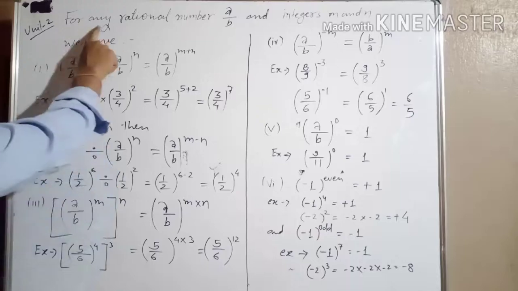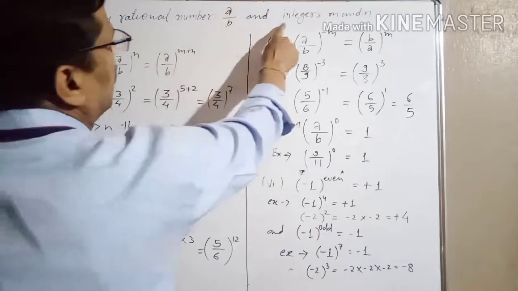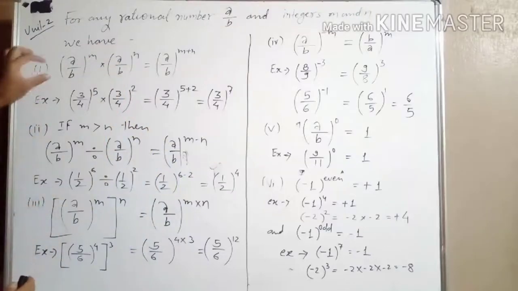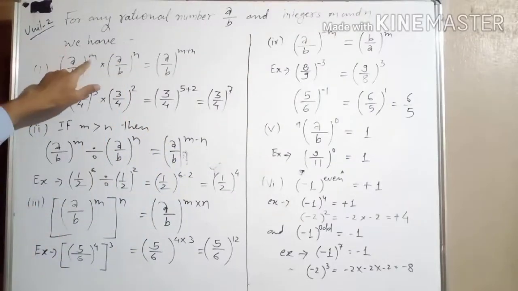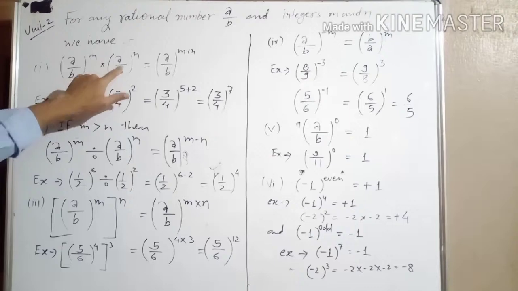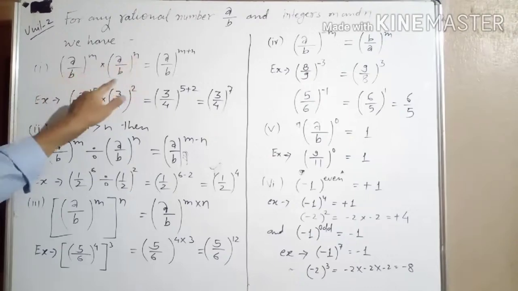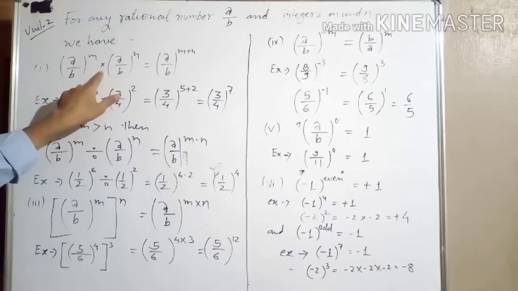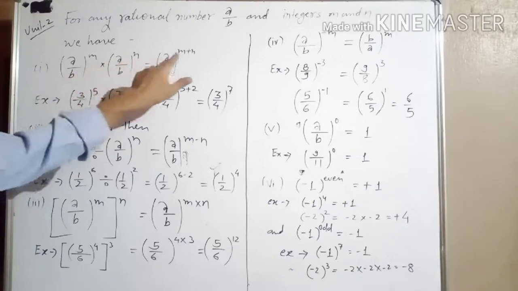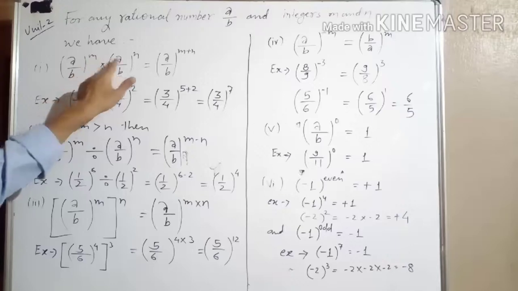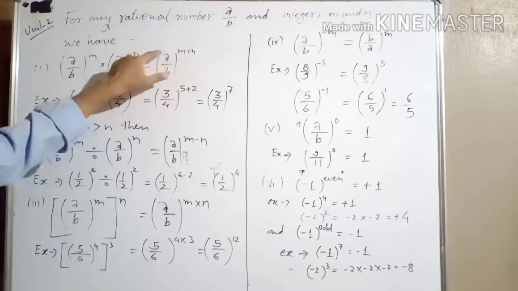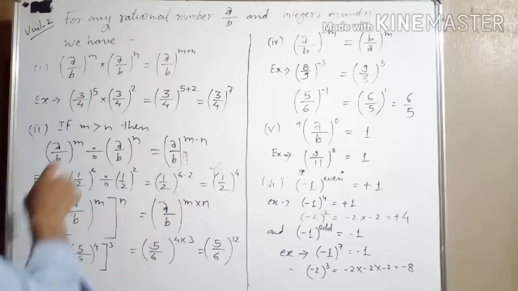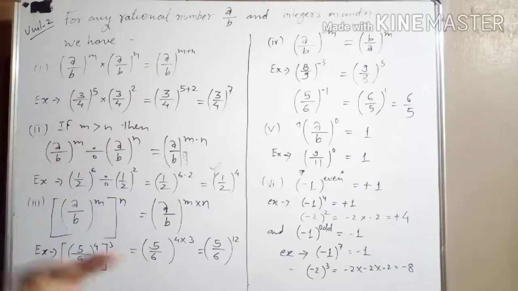For any rational number a upon b and integers m and n, we have (a/b)^m into (a/b)^n. Your bases are same and these are the powers. When bases are same, there is a multiplication sign between them, so the powers will be added. So here we are adding the powers m and n: (a/b)^(m+n). The number a upon b will come as it is only one time. Keep remember.